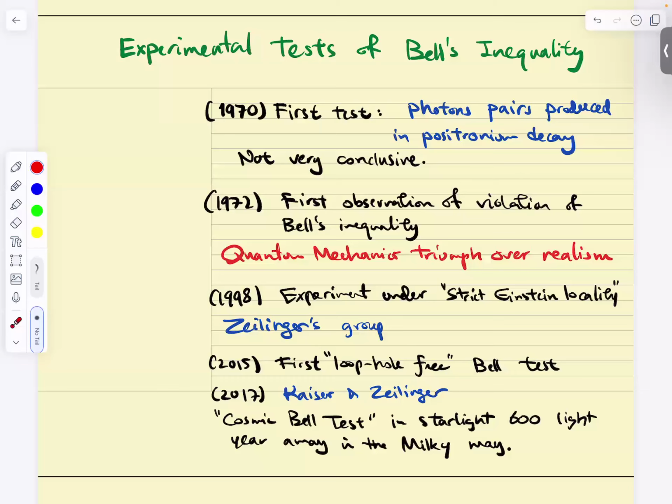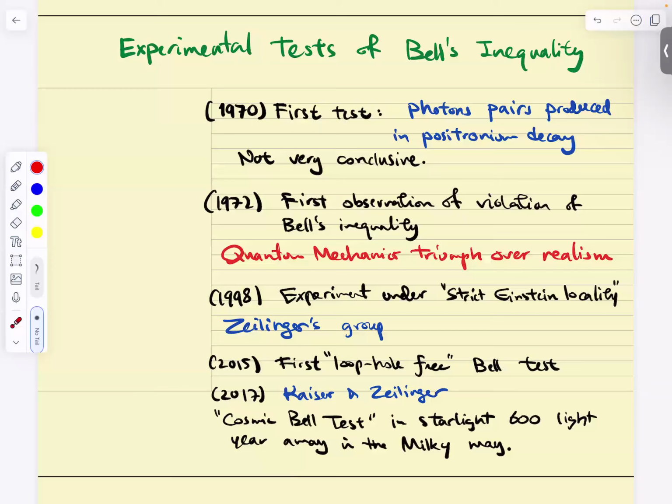1972 is the first real violation of Bell's inequality seen, and 1972 was the day that everyone around the world should have accepted that realism is dead. That was the triumph of quantum mechanics. In 1998, my favorite experimental physicist, Anton Zeilinger's group, saw the violation of Bell's inequality in an experiment under strict Einstein locality. These are all to close those loopholes that we were talking about, right? There were just people who were super nitpicky. There would always be some annoying people who say, what if, blah, blah, blah, right?